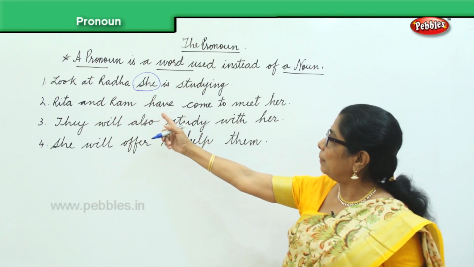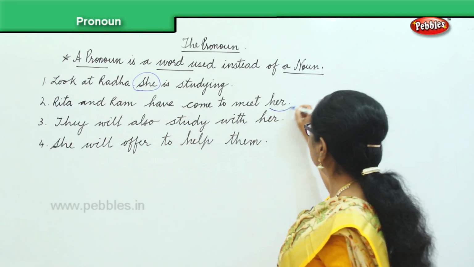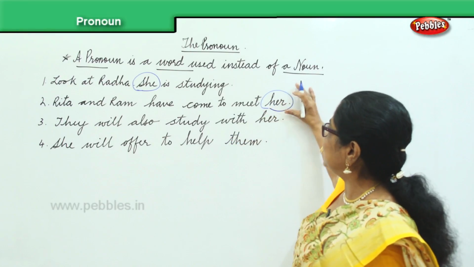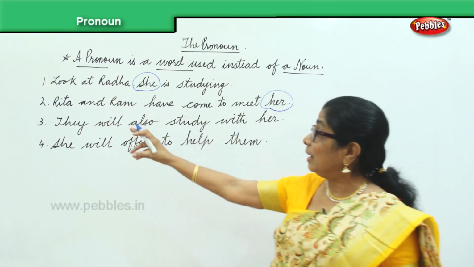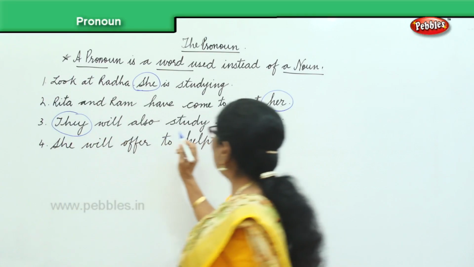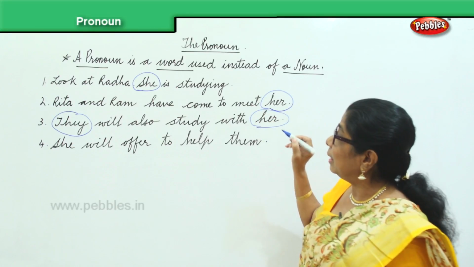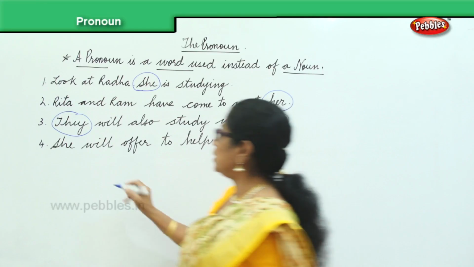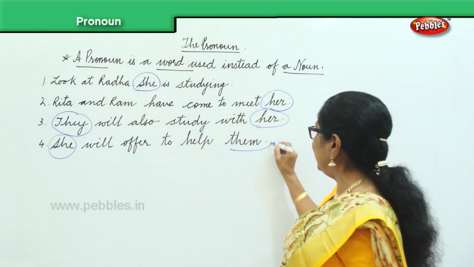Rita and Sam have come to meet her. Her. Instead of saying Rita and Sam have come to meet Radha, they say her. So she, her. They, Rita and Sam, that's they. They will also do the study with her. Her, who is that? Radha. Next we have, she will offer. She is also a pronoun. Will offer to help them.